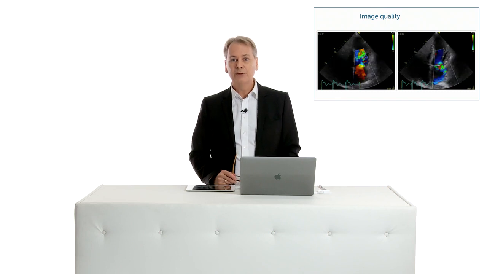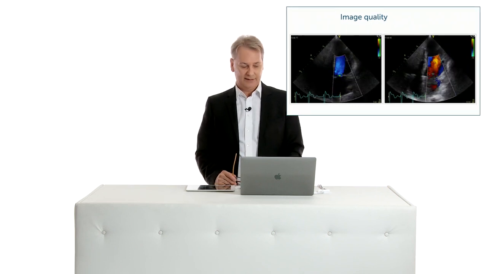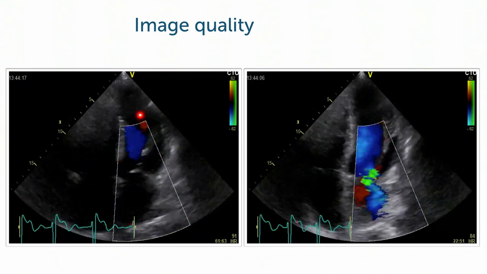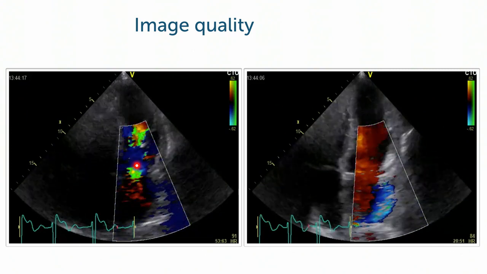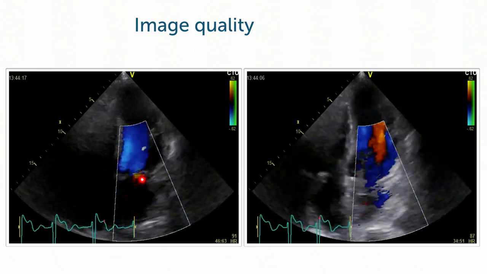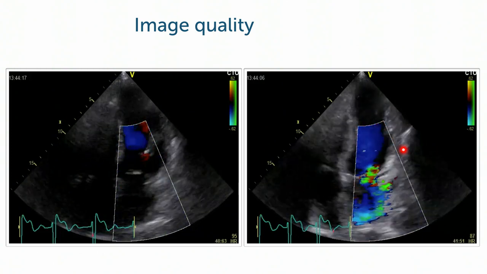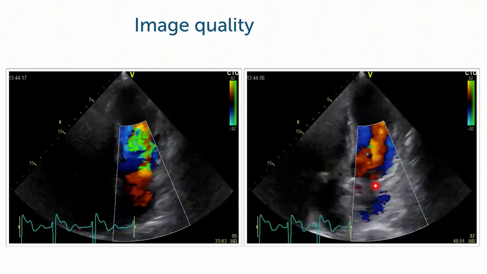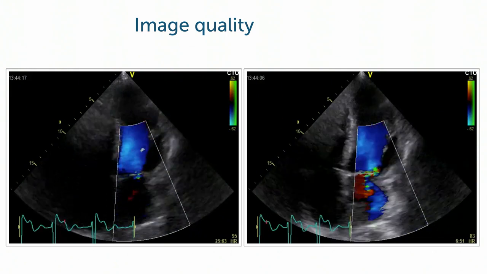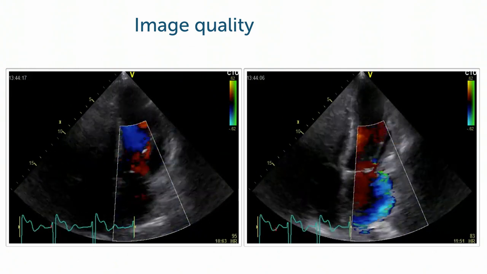In general, a very important consideration, you need good image quality to also get good spectral and color Doppler quality. Here's a beautiful example that illustrates this. On the left-hand side, poor image quality and only a very small MR jet. On the right-hand side, much better image quality, and all of a sudden you realize that the patient actually has severe mitral regurgitation. So always optimize your 2D image before you use either spectral or color Doppler.